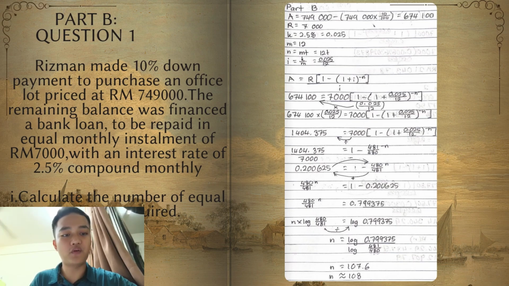Firstly, I must extract the information from the statement. So I get A equals 749,000 minus the down payment, which is 749,000 multiplied by 10 over 100, equal to 674,100. R equals 7,000. K equals 2.5%, equal to 0.025. M equals 12. N equals MT equals 12T. I equals K over M equals 0.025 over 12.